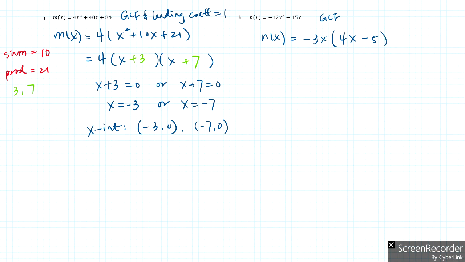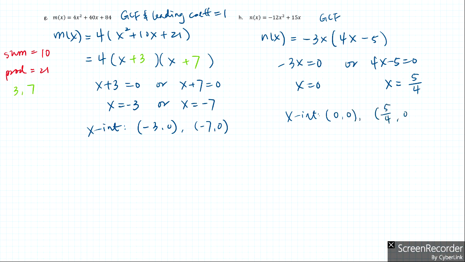And altogether, to find the x-intercepts, you can put -3x equals 0, or if you recognize it, you can just say x equals 0, because -3 as a factor cannot be 0. Or 4x minus 5 equal to 0. That gives us x equals 5/4. And therefore, the x-intercepts we get are (0, 0) and (5/4, 0) as a result.